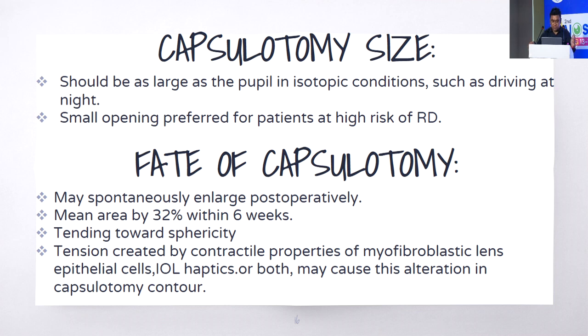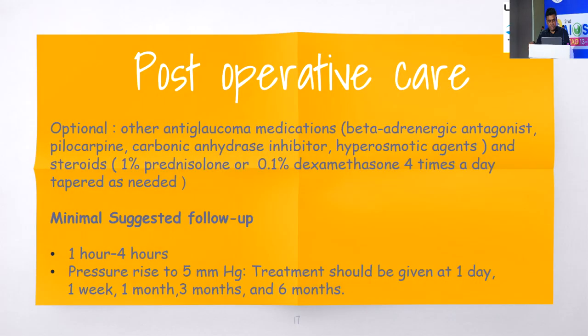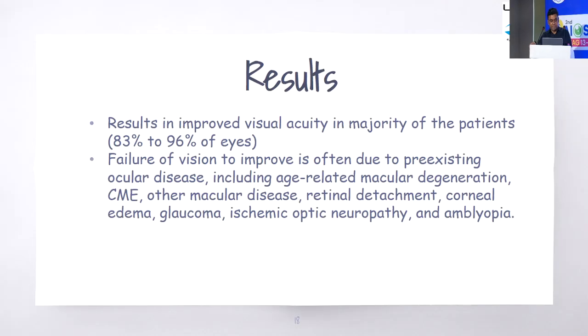And this capsulotomy, whatever we do, tends to enlarge post-operatively. That has been studied at around 32% within 6 weeks. Post-operatively, mild-dose steroids are usually required for a week, and no use of antibiotics. If you suspect a small amount of iritis, you can taper down the steroids. Pressure rise does happen. If you suspect it after 5 hours, go with topical anti-glaucoma medications. Otherwise, if it's not required, no need.